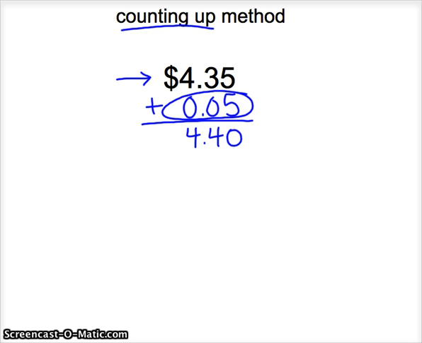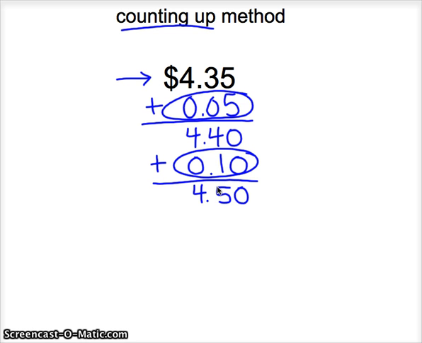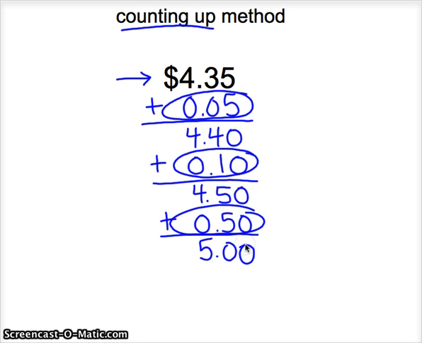So first I go up a nickel and get to $4.40. Then I can go up a dime and get to $4.50. And now once I'm at $4.50, it's very easy to get to $5 because I just add 50 cents. Now I just check everything I've circled and added to $4.35. 50 cents plus 10 cents plus 5 cents is 65 cents. So again, the change I'm getting back is 65 cents.